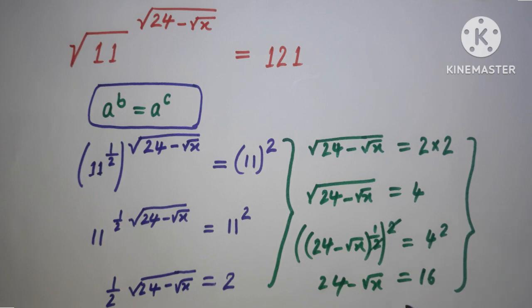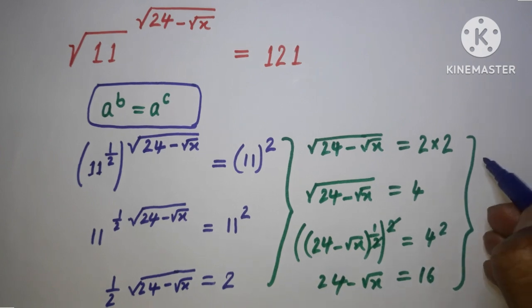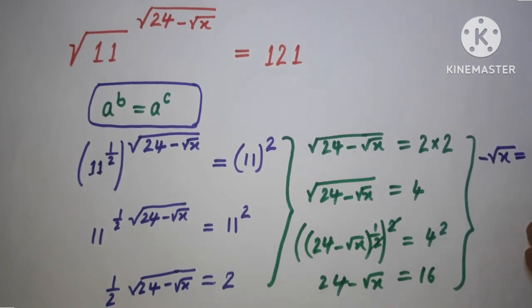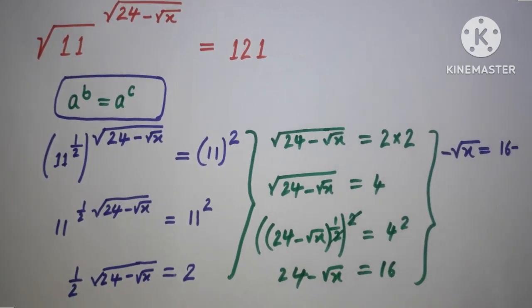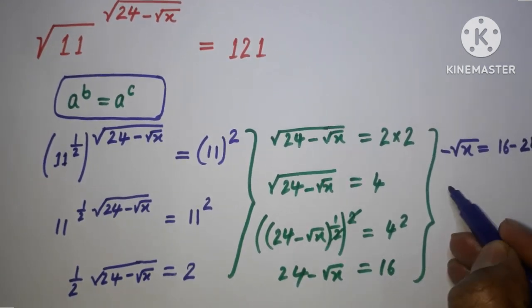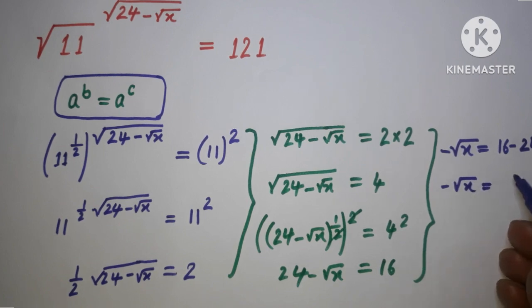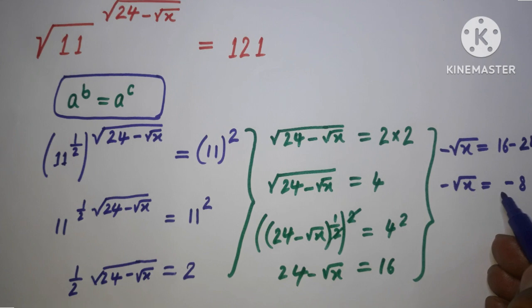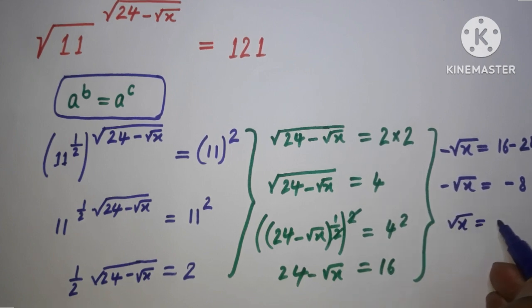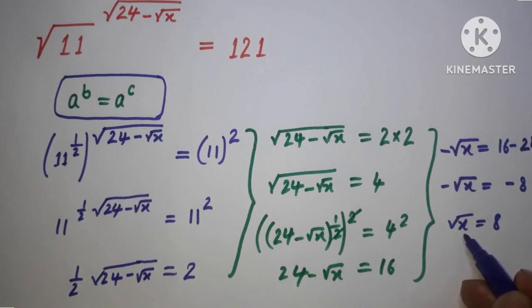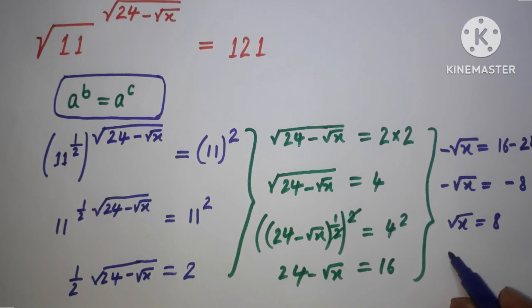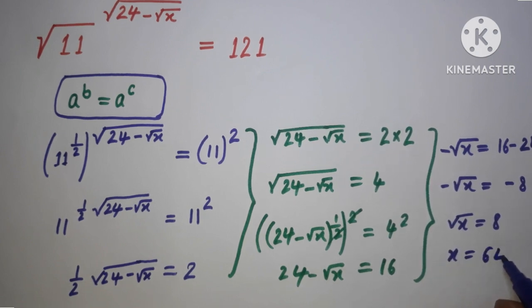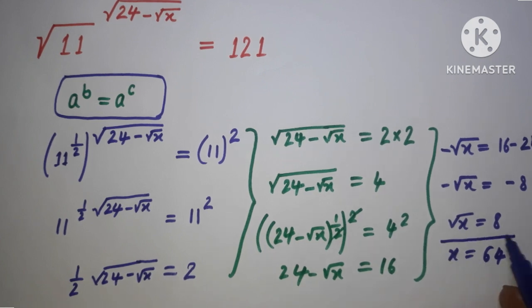I need to put all the constants on the right side and all the variables on the left side. Based on this concept, I can write 16 minus 24 equals negative root under x, and calculating this gives negative 8. Then we multiply by minus on both sides, so root under x is equal to 8. Because I need to get x and don't want root under x, I square on both sides, and I have x is equal to 64. This is our solution.